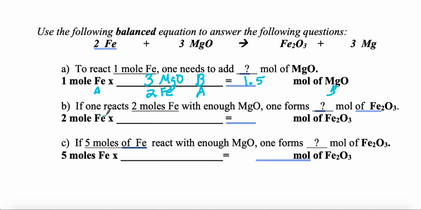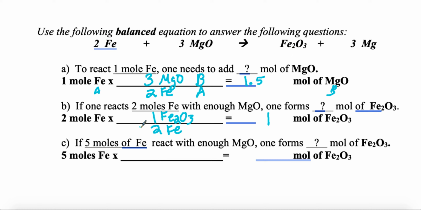So I've got 2 moles of iron. Well, from my reaction, 2 irons produce 1 iron 3 oxide. So 1 iron 3 oxide for every 2 irons. Well, if I've got 2 moles of iron, then I'm going to make 1 mole of iron 3 oxide. 2 irons go in, 1 iron 3 oxide comes out.